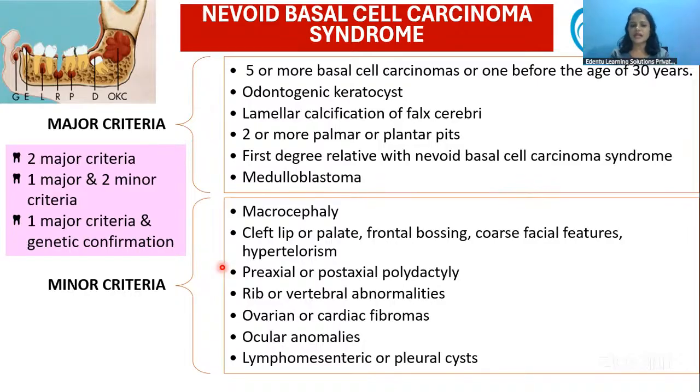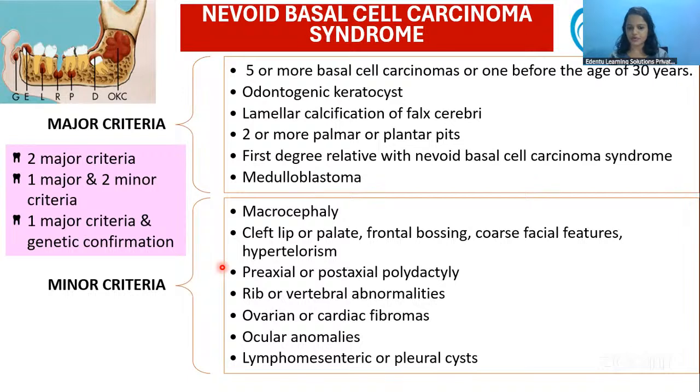And minor criteria include macrocephaly, increased cranial circumference, cleft palate or lip, frontal bossing, and all the facial features that we had already discussed. Then polydactyly, that is extra fingers in the hands. Then rib or vertebral anomalies will be seen.